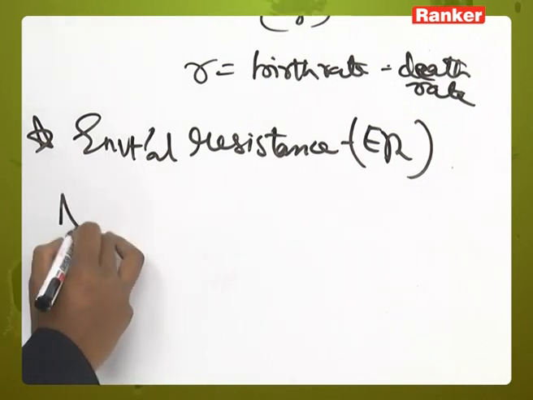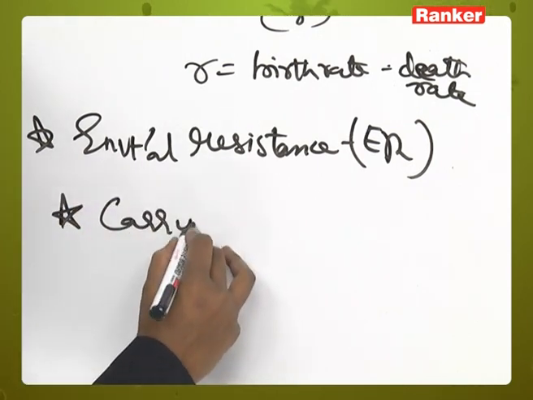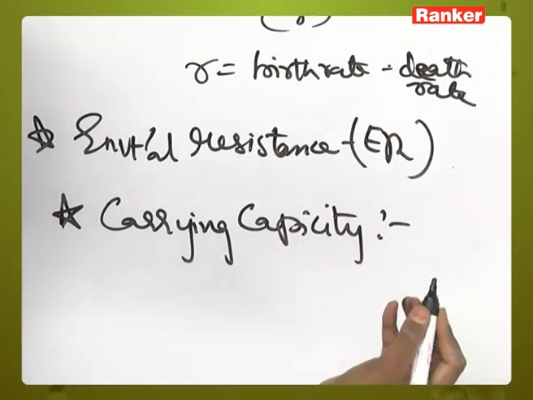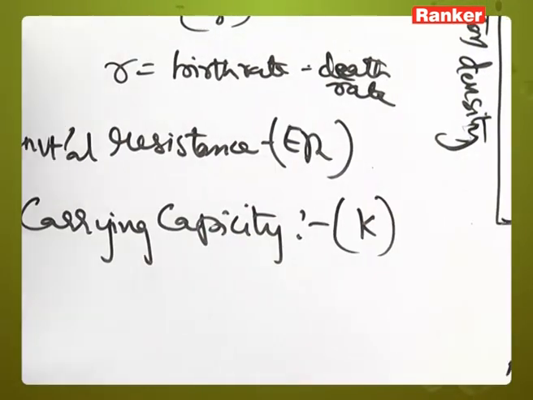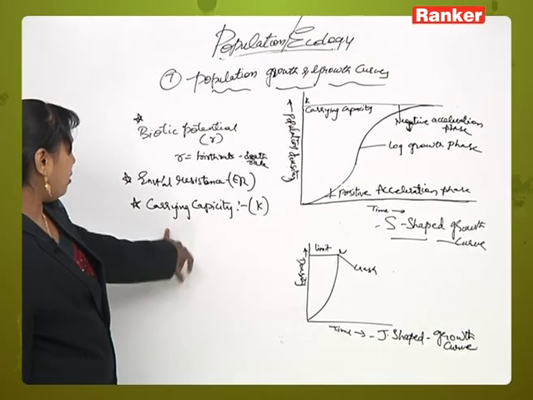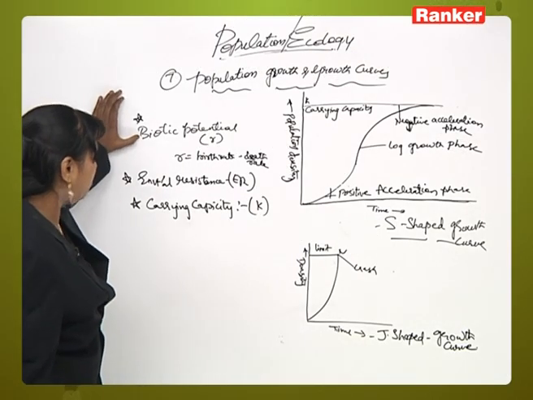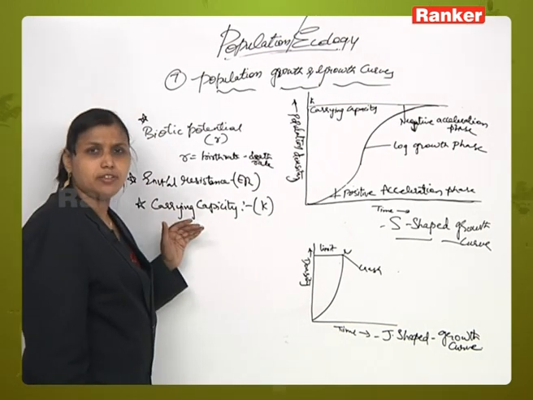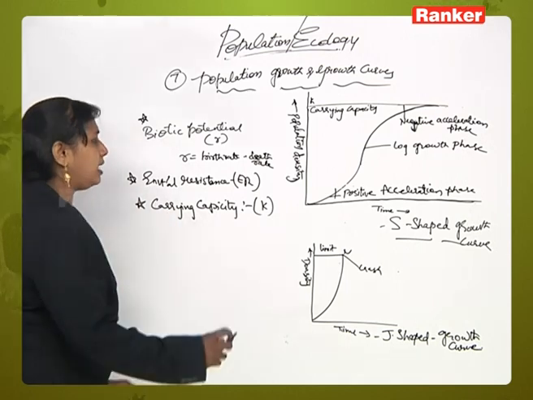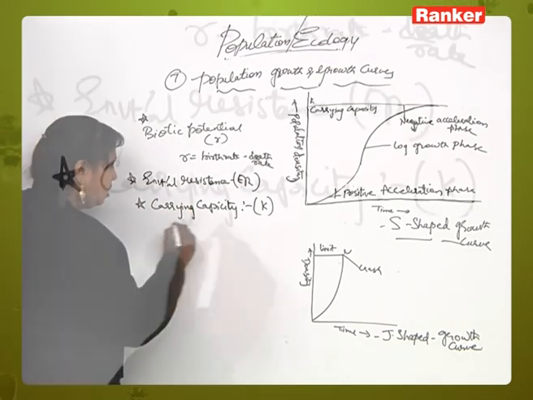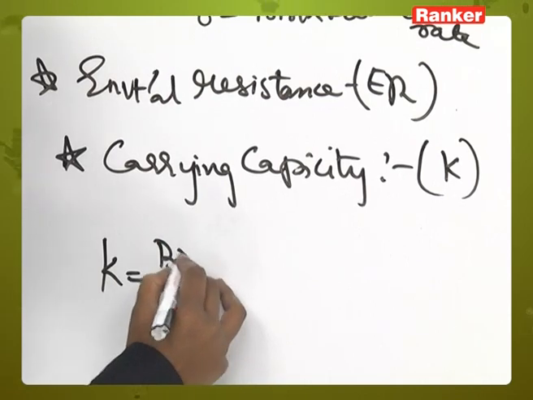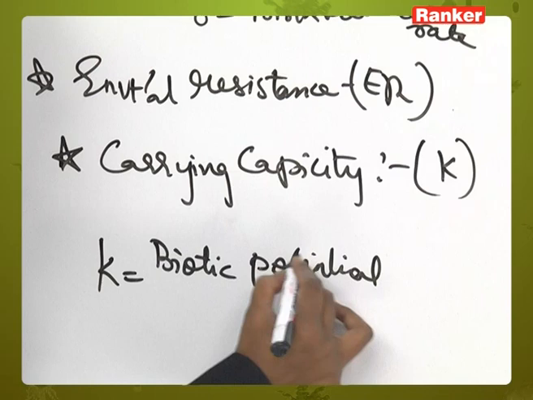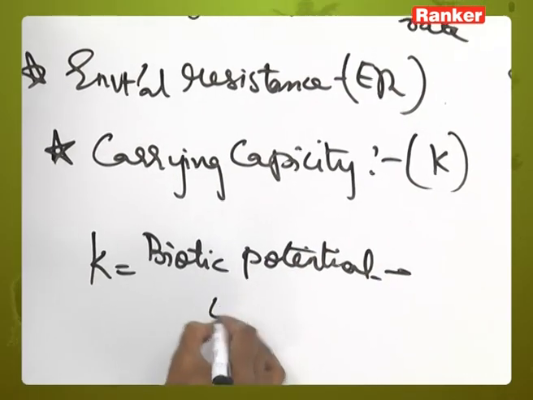In addition to that, one more term is there. These all three terms are very important. Those are carrying capacity. Now, what do you mean by carrying capacity? It is denoted by the letter K. So, the carrying capacity is the difference between the biotic potential and environmental resistance. The difference between the biotic potential and the environmental resistance is called the carrying capacity. So, here we can say K is equal to biotic potential minus environmental resistance.